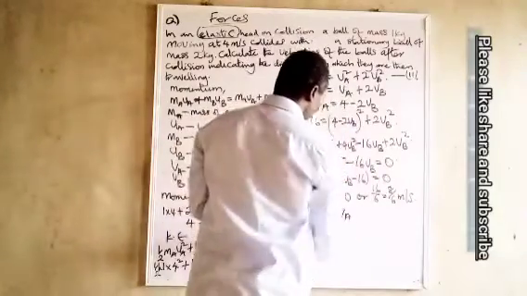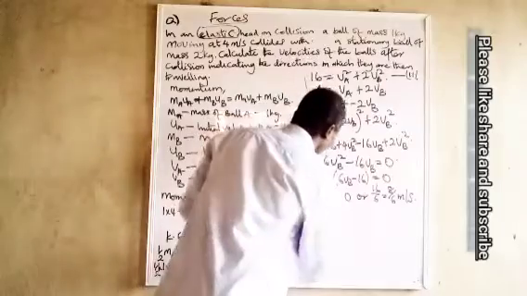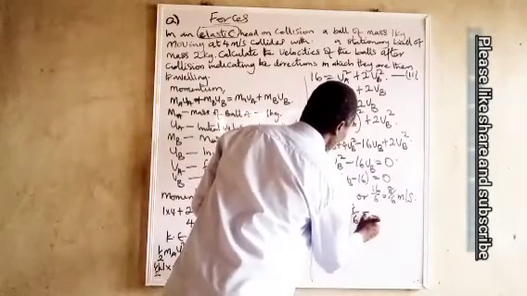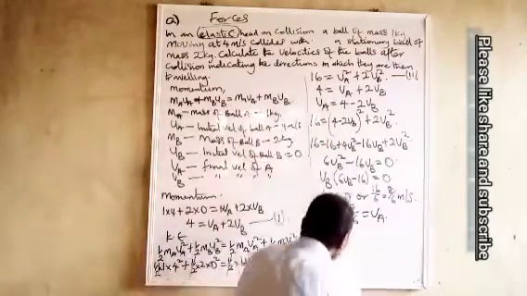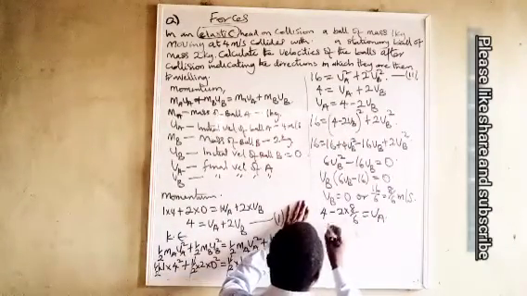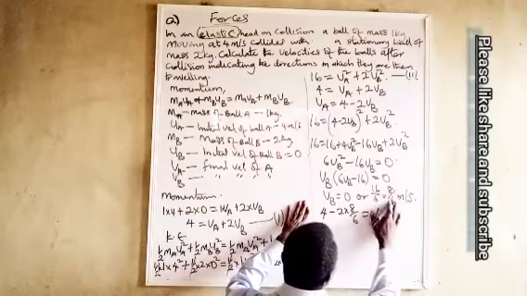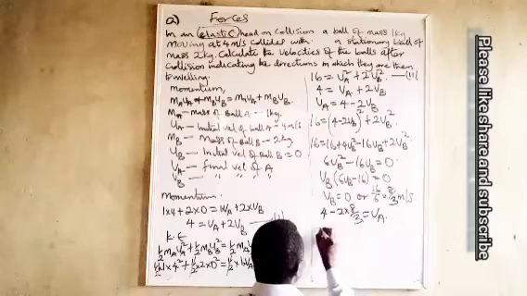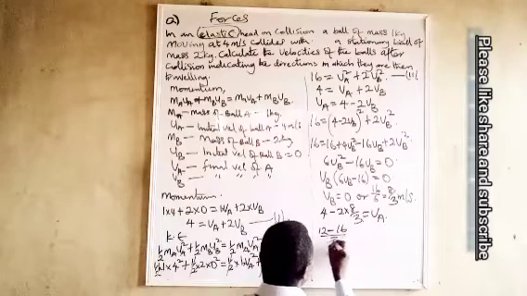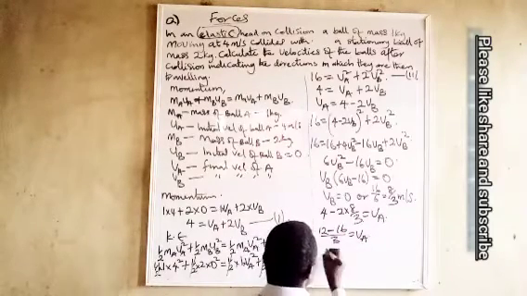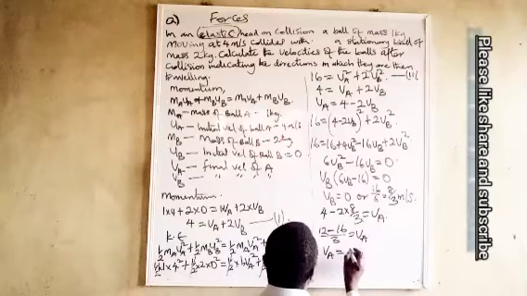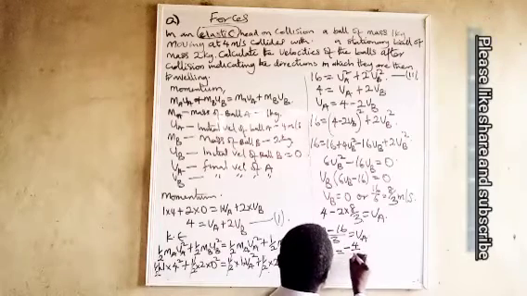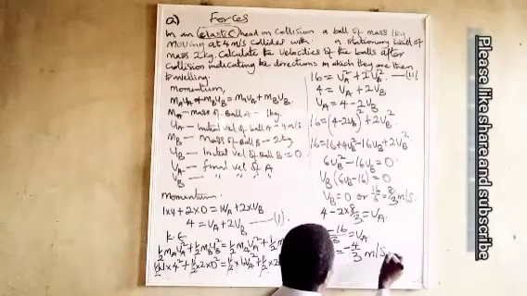Okay, it will be easier if I put it here now. So 4 minus 2 times 8 over 6 is equal to VA. And what does that give us? No, sorry. This is 8 over 3. So we have 12 minus 16 over 3 equals VA. And VA is equal to minus 4 over 3 meters per second.